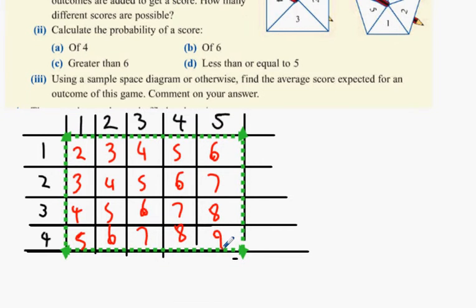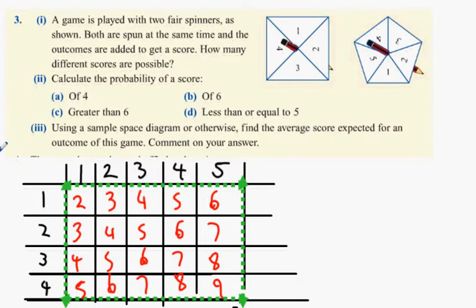Okay, that's done. Calculate the probability of a score of 4. First of all, there are 4 outcomes in the first one and 5 outcomes in the second one. That makes a grand total of 20 outcomes. So how many ways can we get a 4? 3 ways. So that's 3 out of 20. How many ways can we get a 6? 4 out of 20, which is 1 over 5.